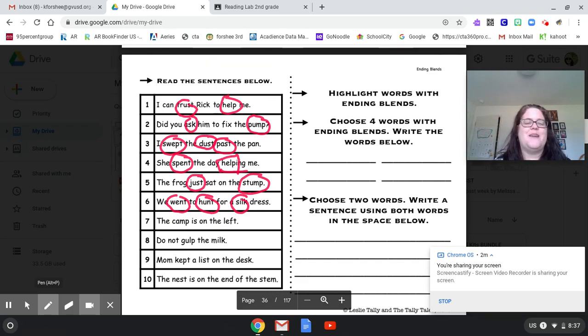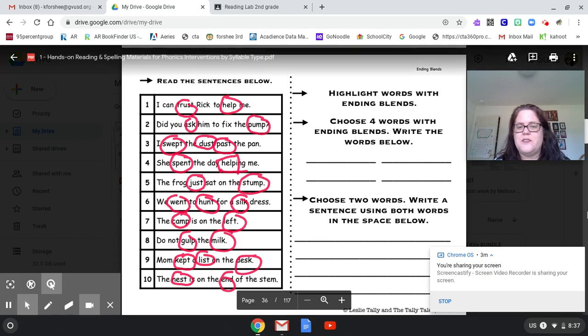Okay. Number seven, the camp is on the left. Number eight, do not gulp the milk. Number nine, mom kept a list on the desk. Number 10, the nest is on the end of the stem. All right, I think we got them all. What do you think? All right, so let's see.